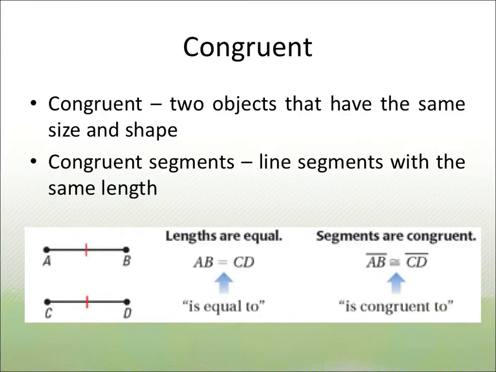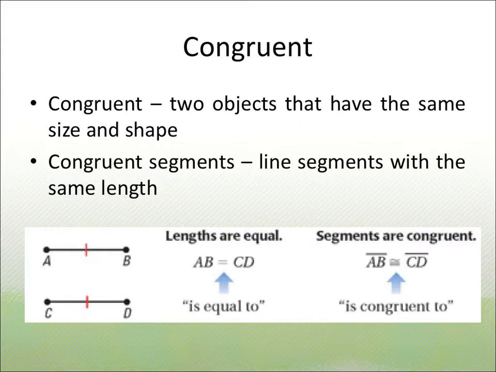So again, when we've got the word congruent, it means two objects that have the same size and the same shape. A square and a circle can never be congruent because they don't have the same shape. A little tiny circle and a big circle can never be congruent because they don't have the same size. So we're talking about two things that are basically the exact same shape. Same shape, same size. And when we talk about congruent segments, remember a segment is just a piece of a line. We're talking about two pieces of lines that are exactly the same length.